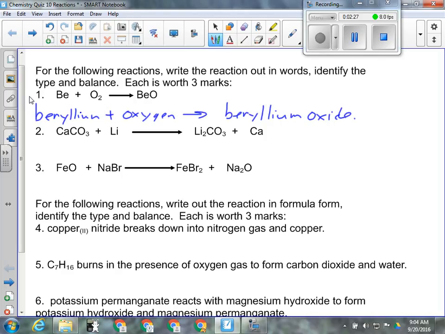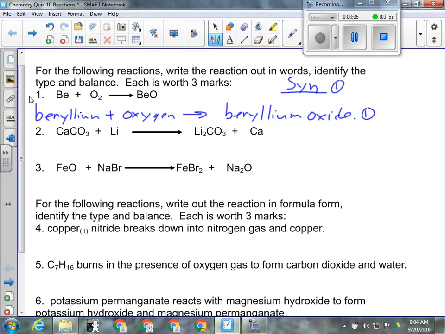What kind of reaction is this? I got 2 elements combined to form a compound. This is a synthesis reaction, 1 mark for that. And now I need to balance it. What do they have instead? So they have beryllium, oxygen, and they don't have an arrow. In the future, we have to have at least a plus or something in there that indicates they're not the same compound.